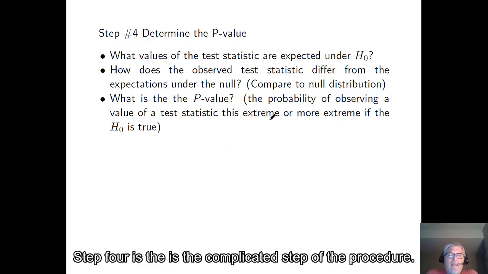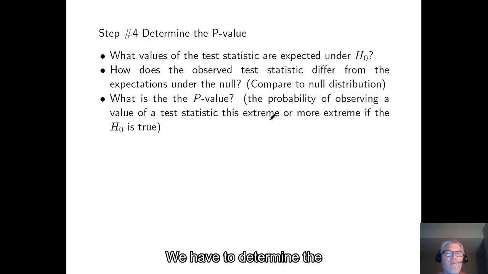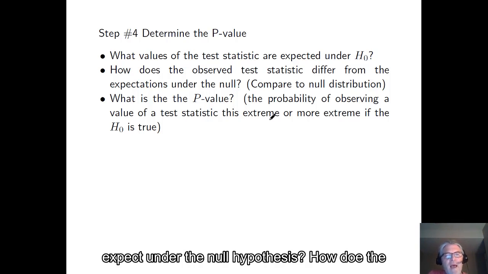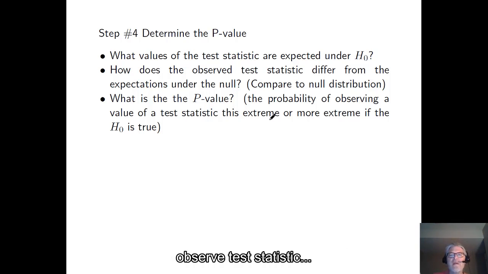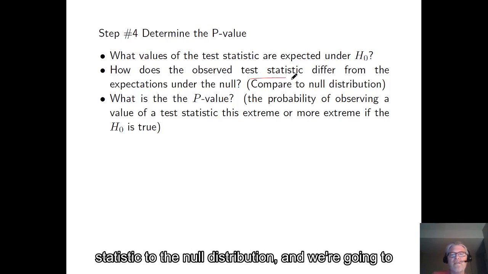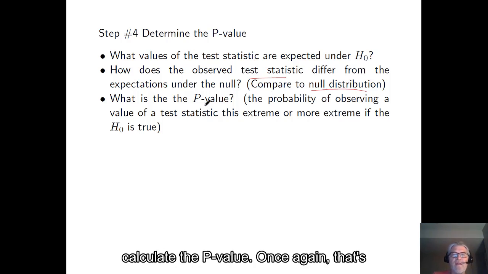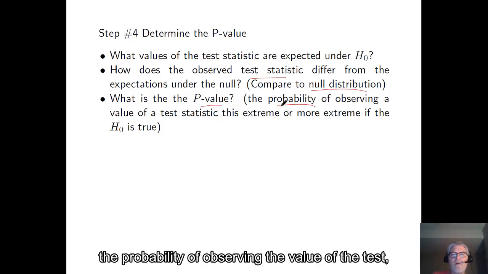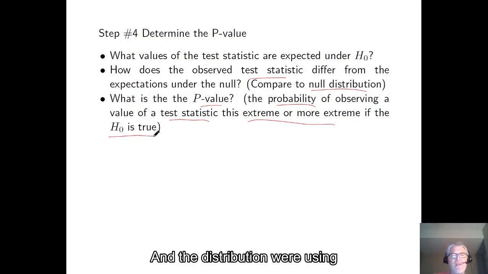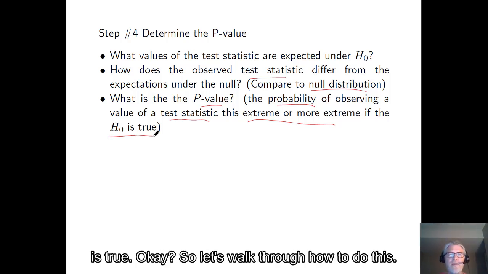Okay. Step 4 is the complicated step of the procedure. We have to determine the p-value for our example. What are the values of the test statistic that we would expect under the null hypothesis? How does the observed test statistic differ from those expectations? We're going to compare the test statistic to the null distribution, and we're going to calculate the p-value. Once again, that's the probability of observing the value of the test statistic as extreme or more extreme, if the distribution we're using to calculate that is the null distribution, so it's one that assumes the null is true.